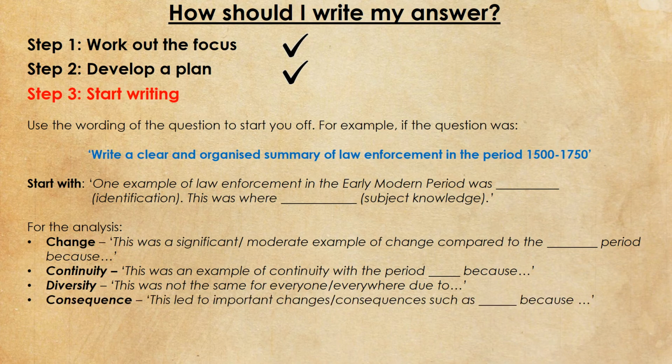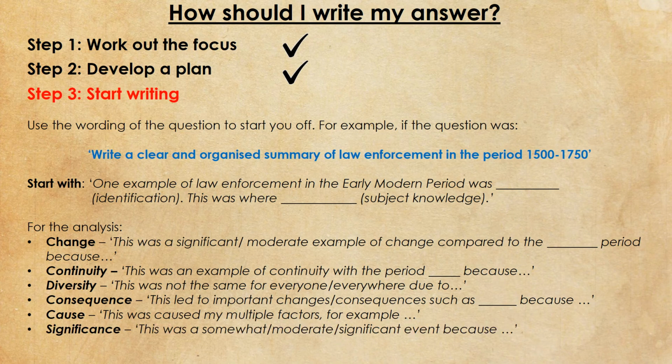Consequence, this led to important changes or consequences such as ... because, so what actually led to that? Cause, this was caused by multiple factors, for example, and then you could talk about them. Significance, this was a somewhat moderate, significant, depending on how important you think it is, event because ... and then you could explain why. So those are just some examples of analysis that you could include. Again, you don't need to specifically state them, but if you find that more straightforward, then by all means that is okay as well.